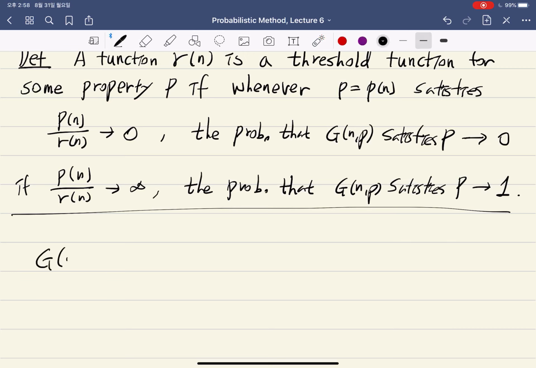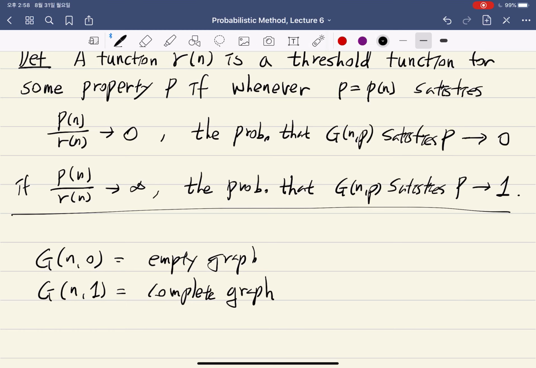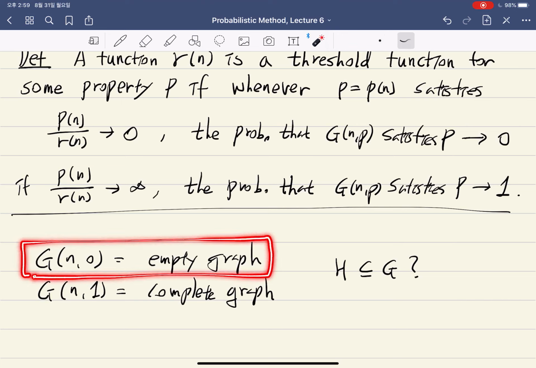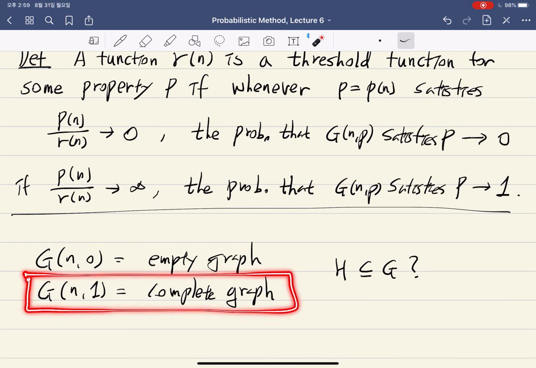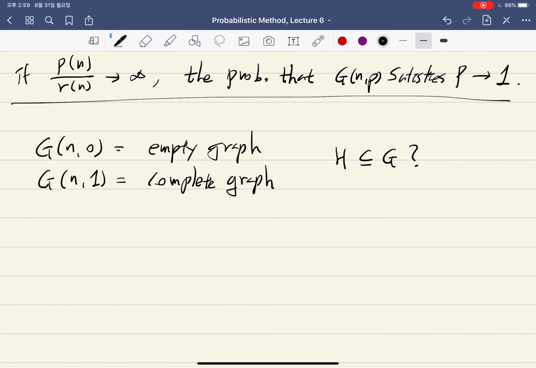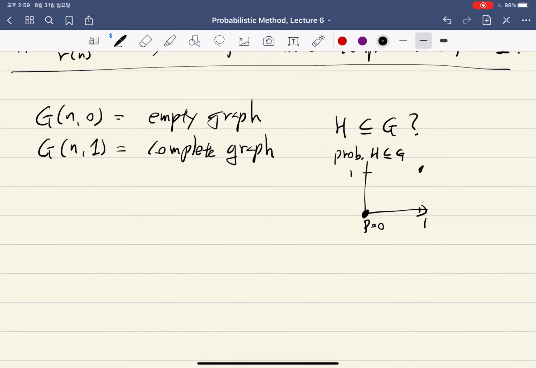For example, if we consider G(n,0), then this is the empty graph. And if we consider G(n,1), then this is the complete graph. So if we want to find a certain subgraph H inside of G, and as long as H is not the empty graph, it contains some edges, then with probability 0 it does not contain H at the start, but with probability 1 it contains H at the end. So if we plot the probability that G contains H as p goes from 0 to 1, it's 0 here, and here it's 1. And our intuition tells us that as p increases, it must increase. So it must be something like this.